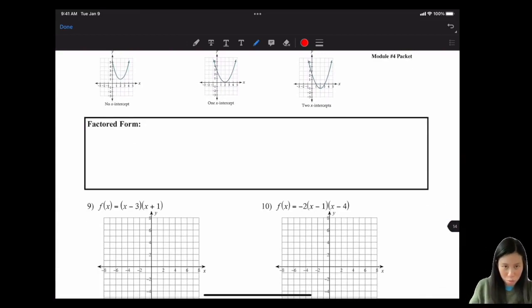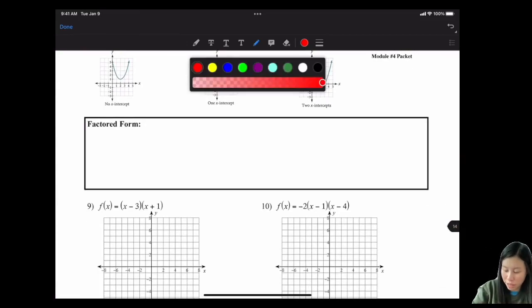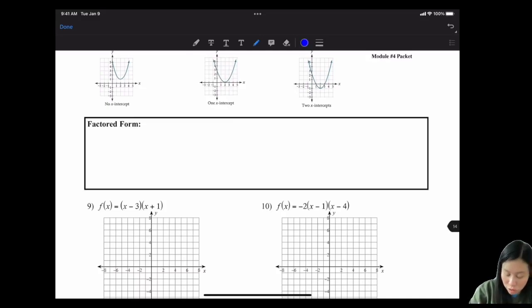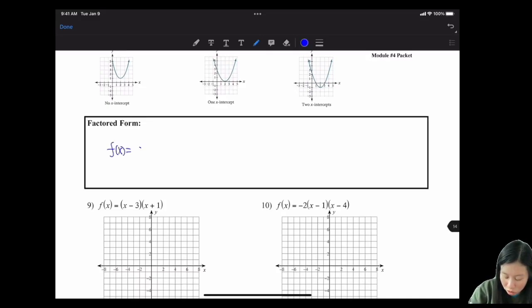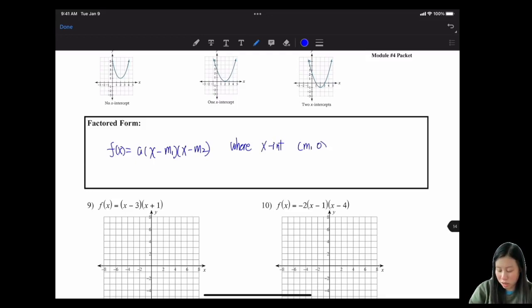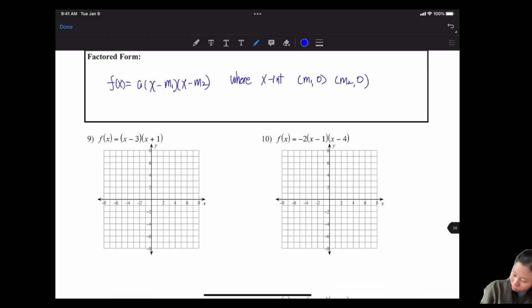Okay, factor form. The factor form of a quadratic function should be f(x) equals a times (x minus m1) times (x minus m2), which will help us to really quickly identify where the x-intercepts are. So the x-intercepts should be (m1, 0) and (m2, 0). Okay, why is that? Because look, what is an x-intercept? An x-intercept is when the function equals 0.